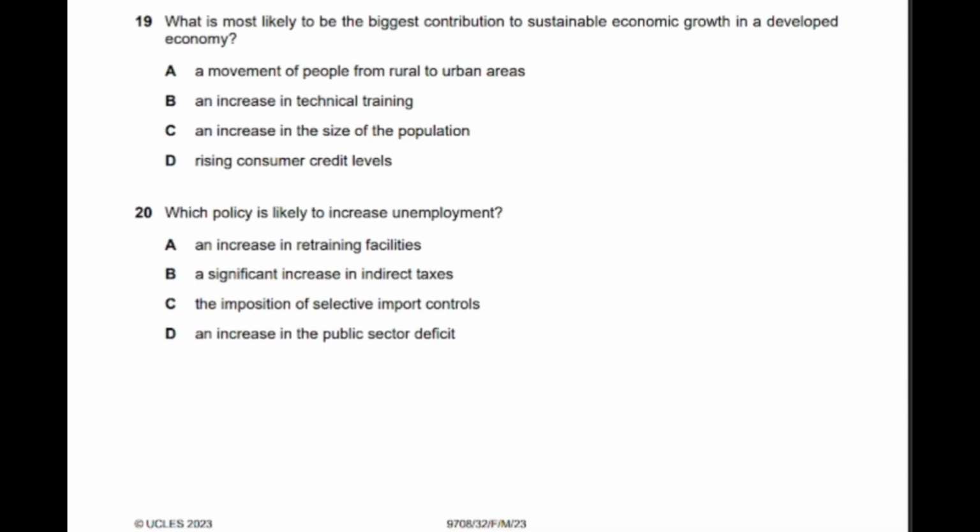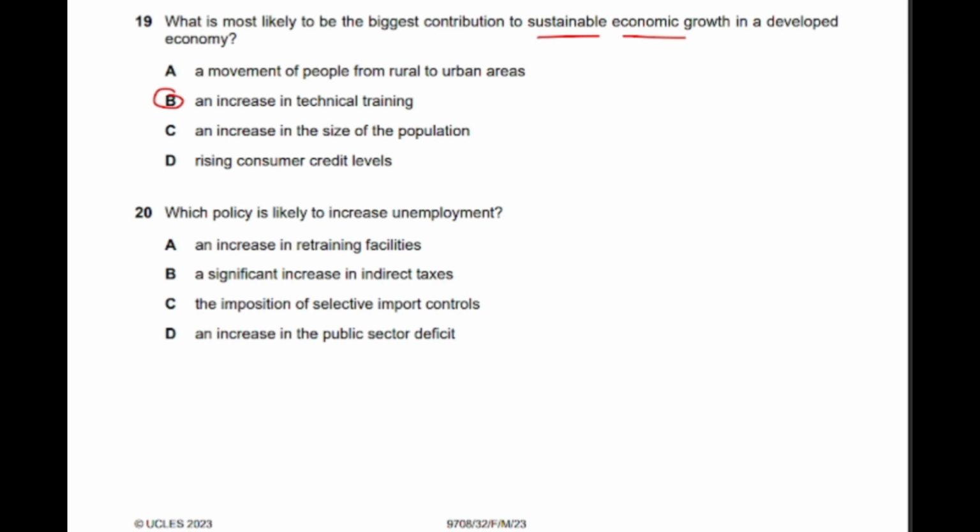Question number 19 says, what is most likely to be the biggest contribution to sustainable economic growth in a developed economy? So option B is correct, an increase in technical training, right? If you give technical training to the workers, then definitely you will be using better technology and better skills of the workers. So these workers as well as technology will help to reduce waste, and some resources will be saved for the future generations, and sufficient quantity of goods and services will be produced for the current generation. So sustainable economic growth is when you improve the quality of life of the current generation, but not at the cost of future generations. So B is the correct answer.